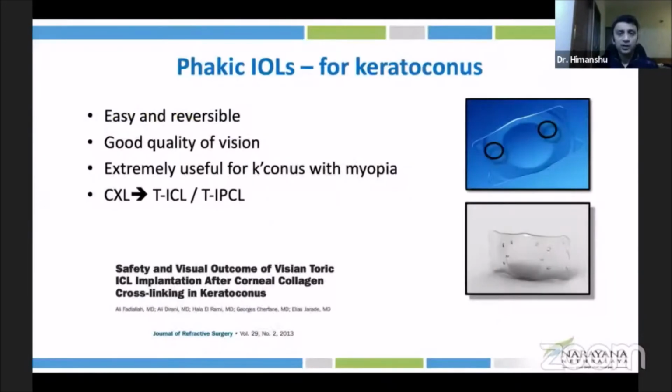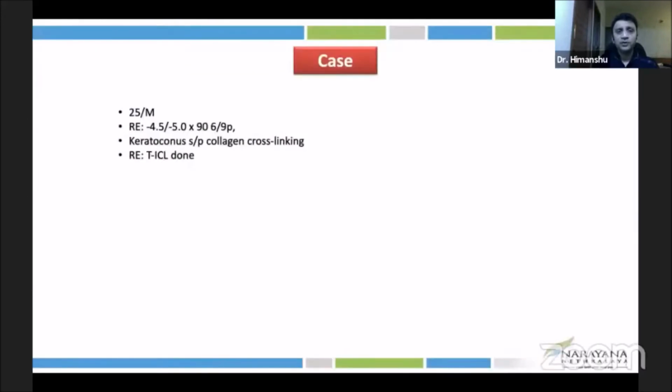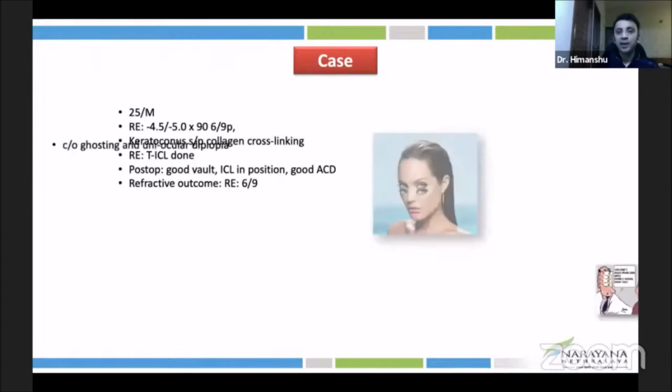Now, when we talk about keratoconus and phakic IOL, we usually agree that it should be reserved for visual rehabilitation purpose. Very useful for keratoconus with axial myopia or significant myopia, best suitable for central cones. Now, let's see one example here. A young male with significant myopia and keratoconus underwent cross-linking and had a decent vision. And I promised him that we will definitely do a phakic IOL. I did an ICL, and post-op outcome was exhilarating, 6/9 vision, and I was very happy.